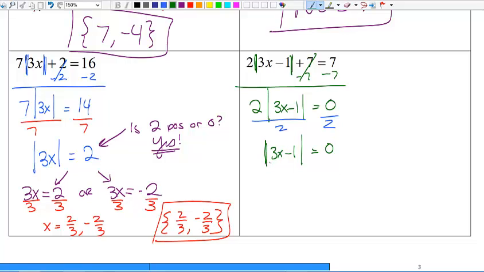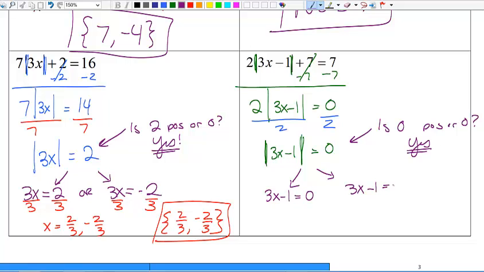Now that the absolute value is isolated, I have to ask myself, is this number 0 positive or 0? And the answer is yes. So because it's positive or 0, I'm allowed to continue to solve the problem by setting the expression equal to positive 0 and the expression equal to negative 0. Now this is one of those little bit weird cases because 0 is neither positive nor negative. So when I end up solving these, I'm going to get the same solution.